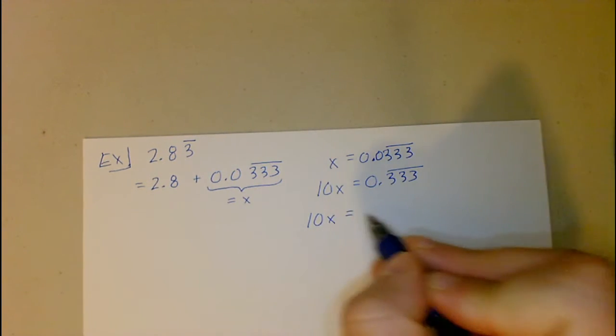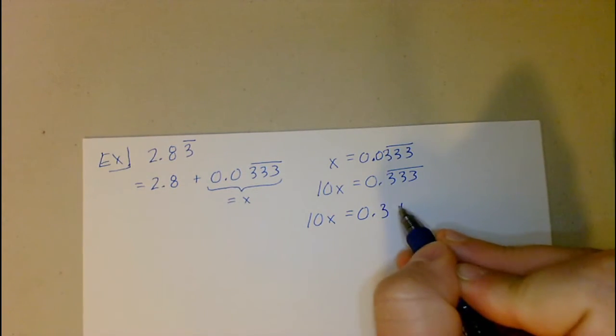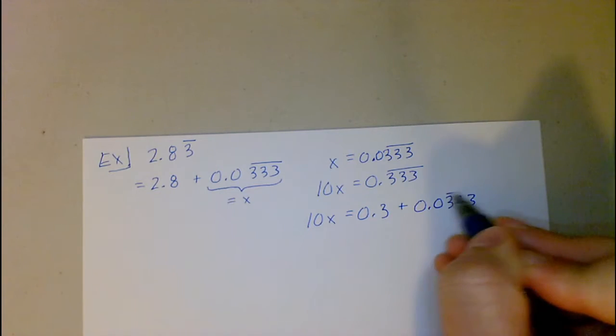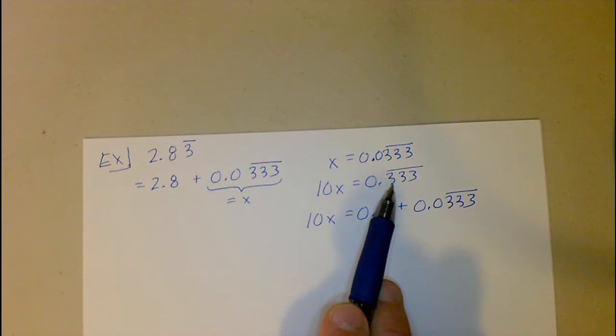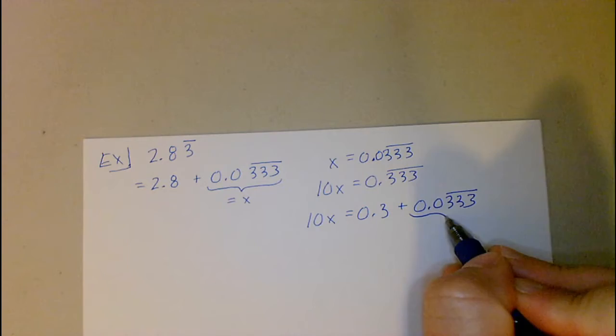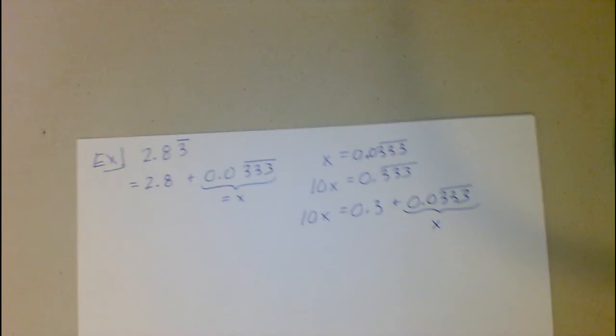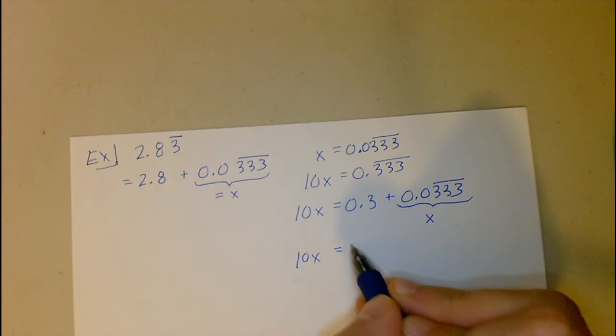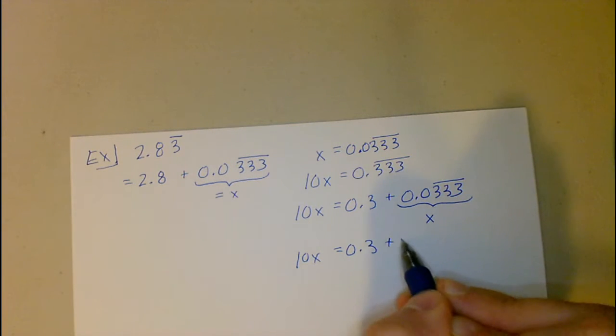10x equals 0.3 plus 0.0333 repeating. Because 10x has a 3 in that tenths spot, I'm going to remove it. And again, the reason why I'm doing this is because this thing right here is x all over again. And so what I have now is 10x equal to 0.3 plus x.